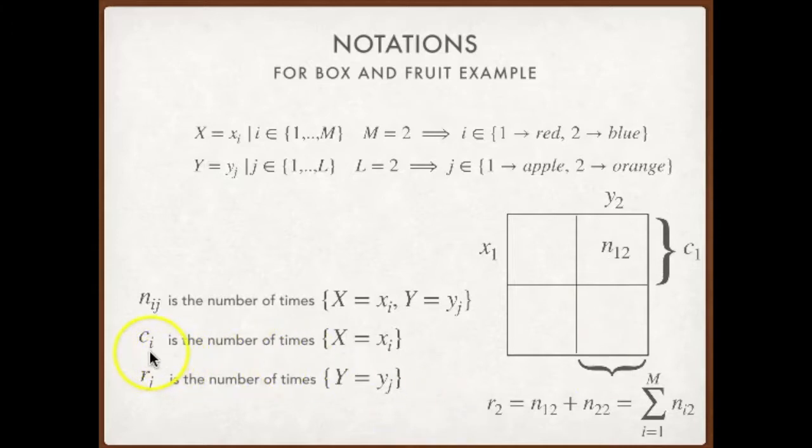Let's further suppose that Ci indicates the number of times the ith box is selected irrespective of the type of the fruit. Clearly, C1 is equal to the sum of the first row in this figure. That is, C1 is equal to n11 plus n12. Similarly, Rj is the number of times the jth fruit is selected irrespective of the box type. Hence, R2 is equal to the sum of the second column in this figure, which is R2 equals n12 plus n22. For simplicity, this can be written as summation over i of ni2.